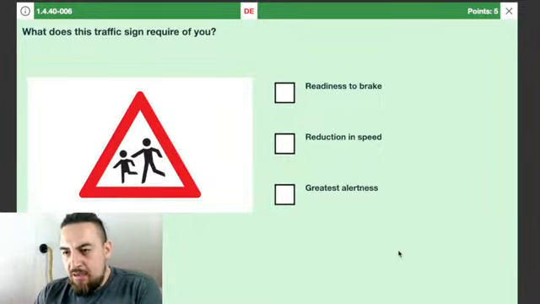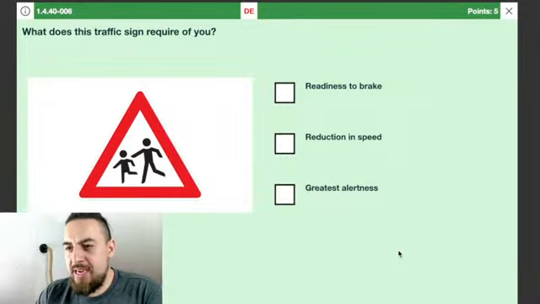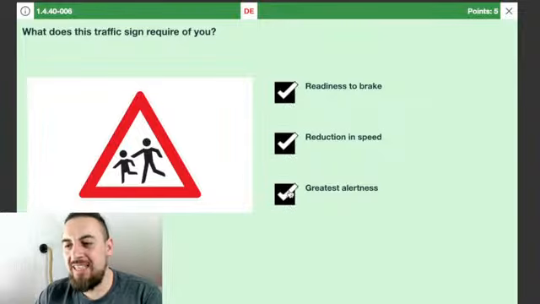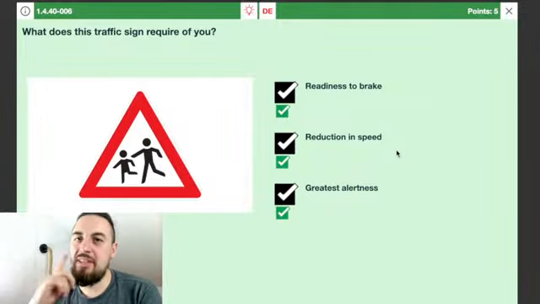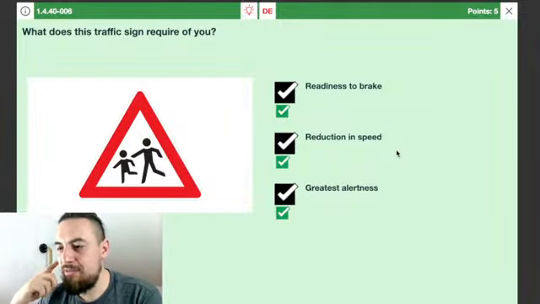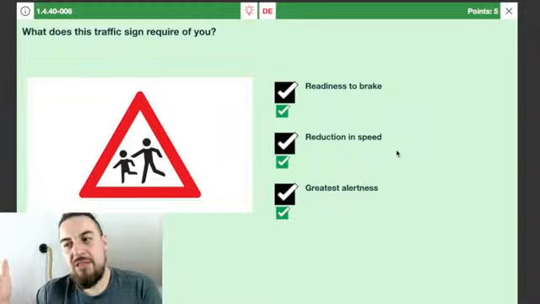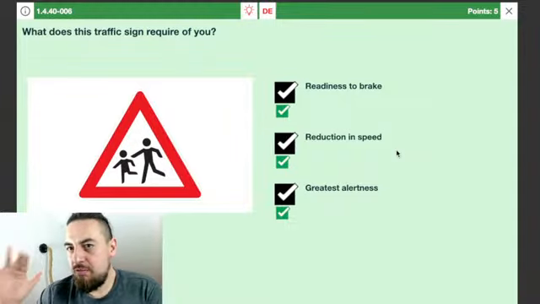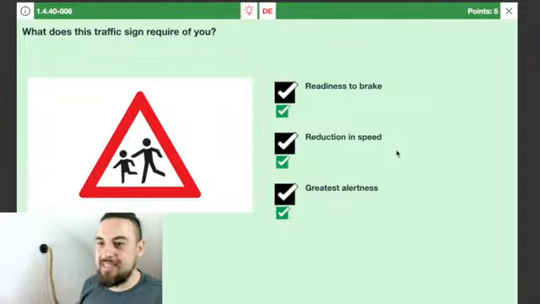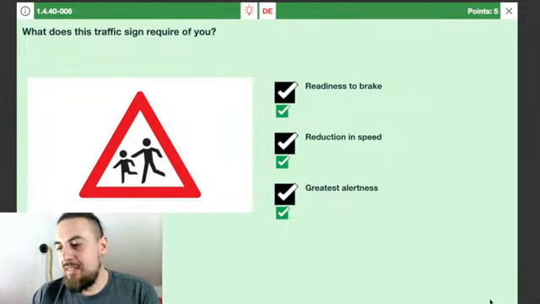Okay. What does this traffic sign require of you? Readiness to brake, reduction in speed, greatest alertness. Well, it's warning us for children and it is all free, at least for the theory app. Okay, sounds like I don't like children, but I think that in real life, if you see that there are no children and the vision is clear, I would not reduce speed probably, I would just go 130. However, in the theory exam, you have to put all three. So let's go on.